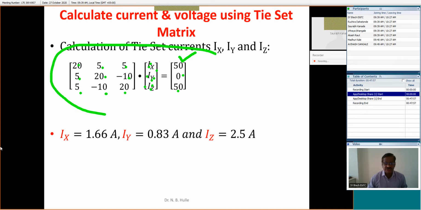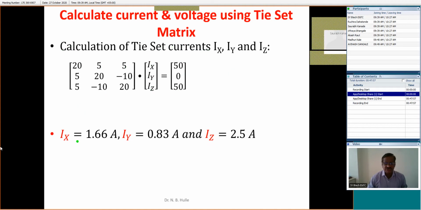And if we are solving those three equations, or using the calculator for solving those equations, we will get the answers. First current Ix is 1.66, Iy is 0.83, and the value of the third current, which is Iz, is found to be 2.5 amperes. Is it right?